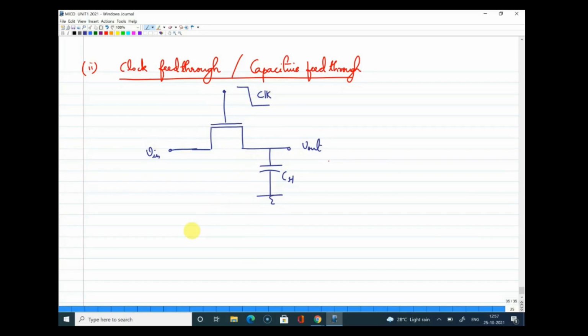Now, generally what happens is when the clock is high. Again, let us look at two cases. When your clock is high, let me draw the parasitic capacitance here. I can see two capacitances. One is the capacitance between, say, if I'm marking this as source and drain, let me mark the capacitance here, and this is the other capacitor.